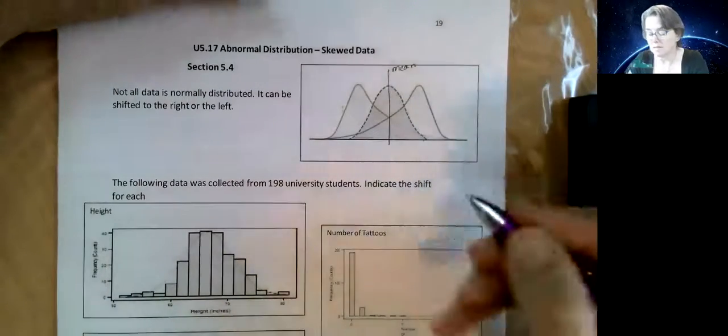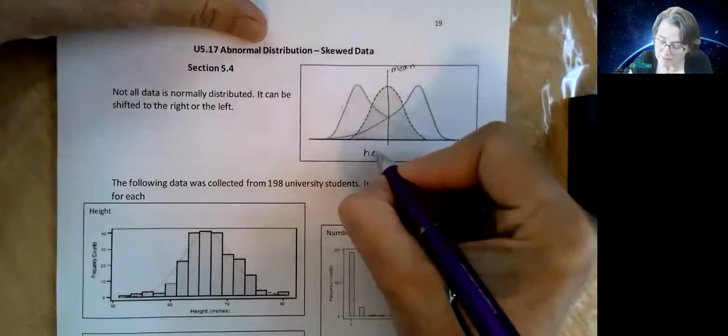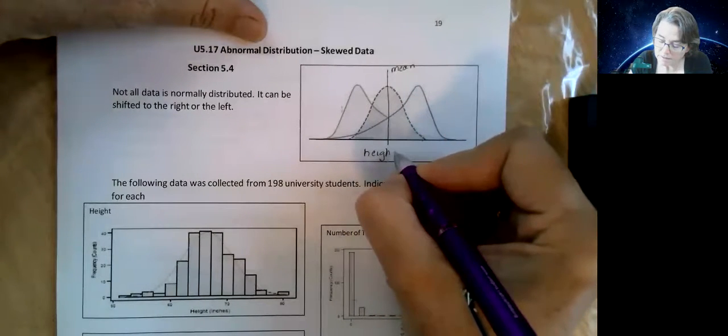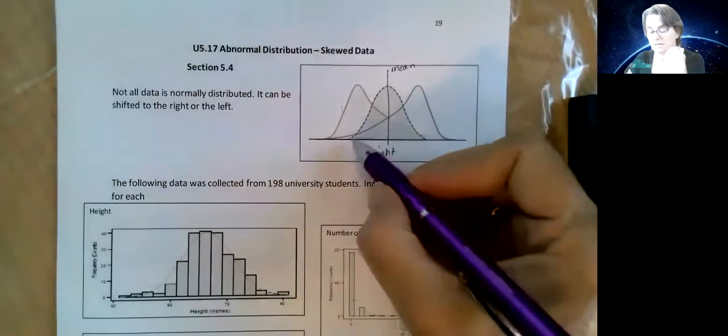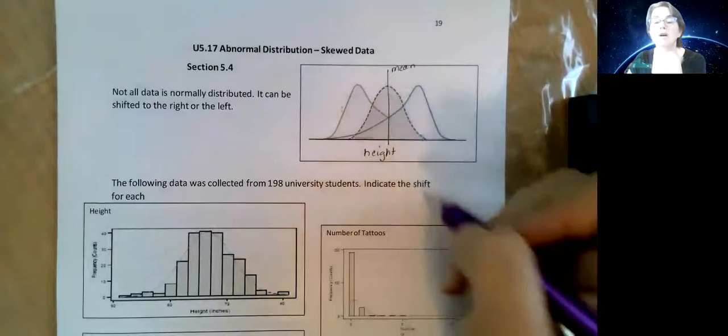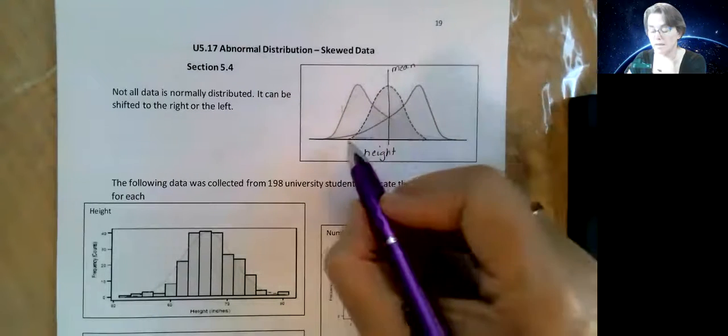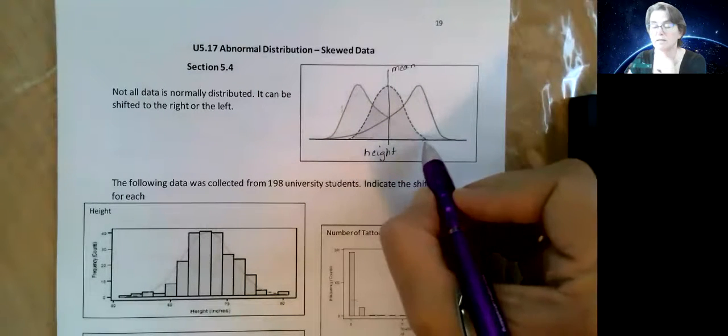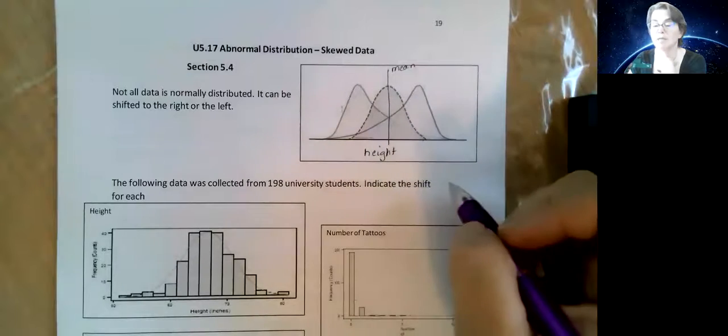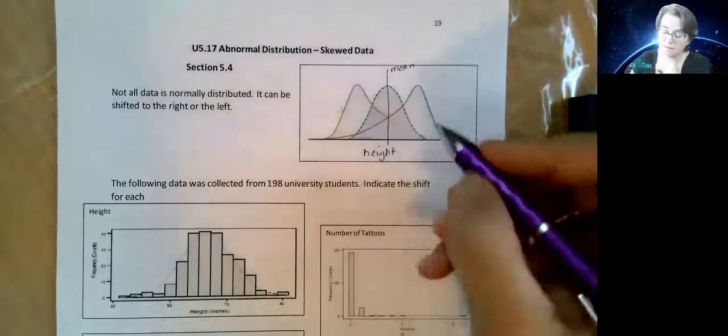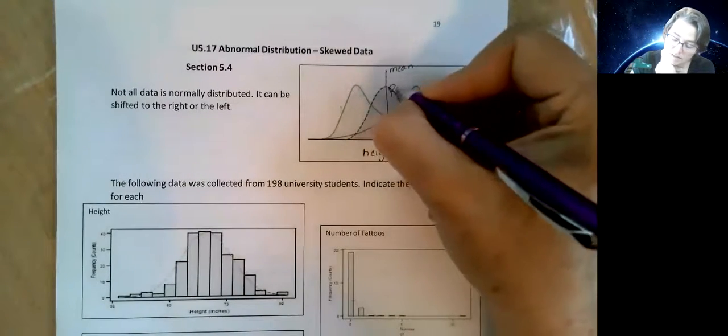So for example, let's say we were talking about people's height. This would be all the people in Regina. We've got some short people, we've got some tall people, and we've got lots of people in the middle. So we'll just say this is Regina.